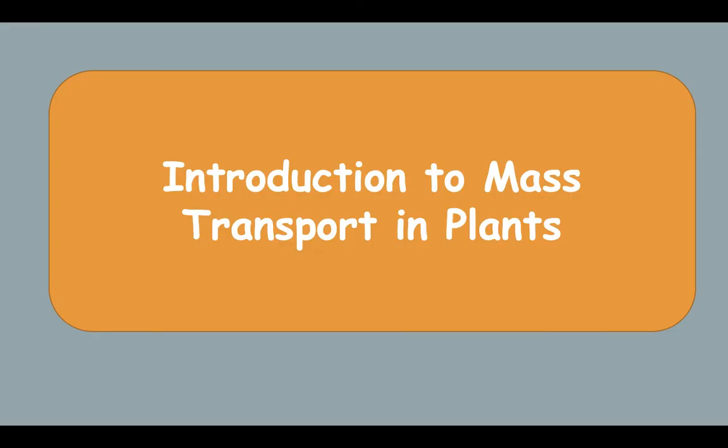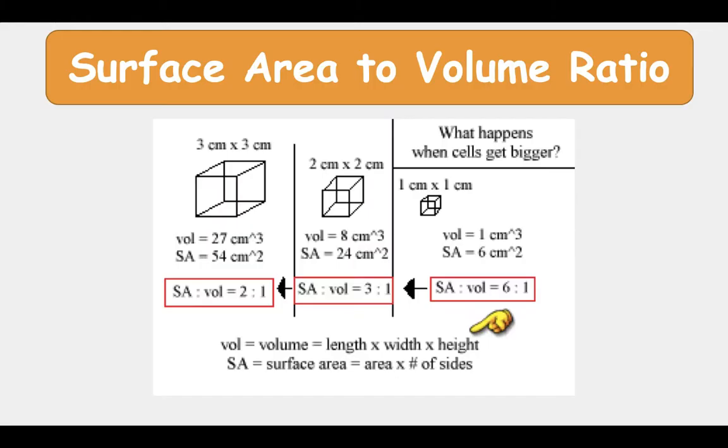Everyone! In this video I'm going to introduce you to mass transport in plants and the structures that are needed to allow for transport of substances around the plant. First thing we need to have a look at, before we begin to look at plants in particular, we need to have a look at surface area to volume ratio, just so you understand the need for mass transport in both plants and animals.